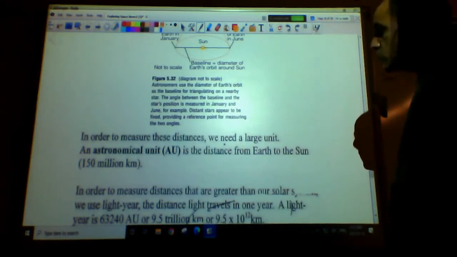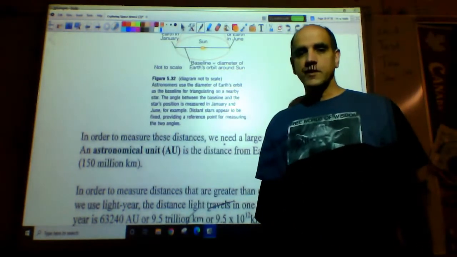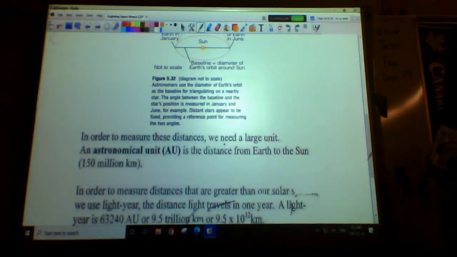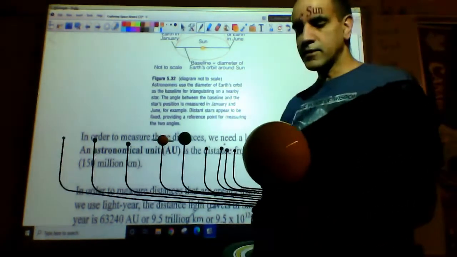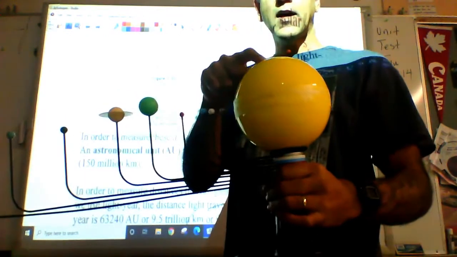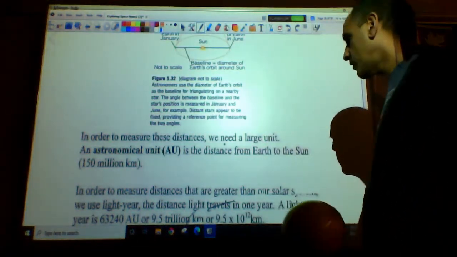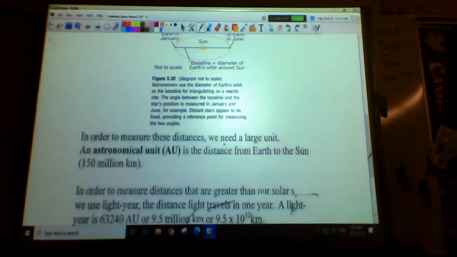Okay. To measure these distances within our solar system, we measure something called an AU, astronomical unit. An astronomical unit is defined as the distance from the Earth to the Sun. That's a person-made unit. It's about 150 million kilometers.